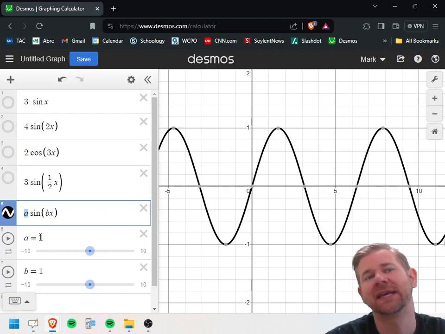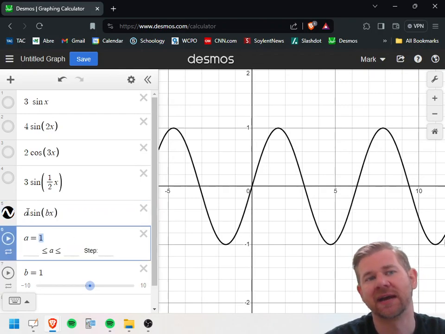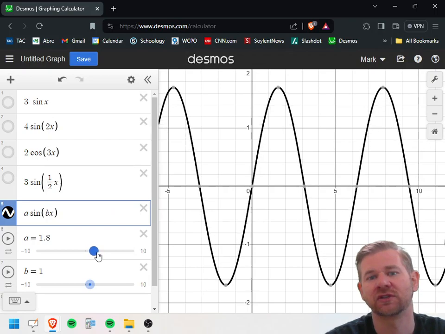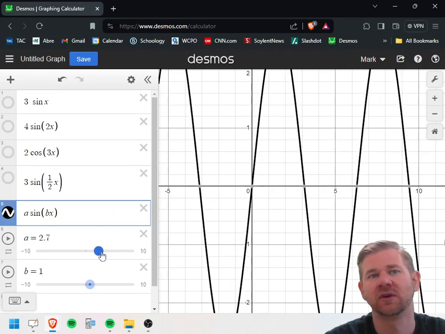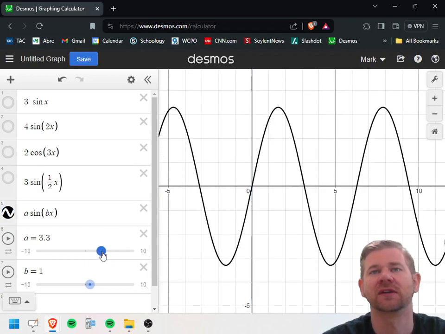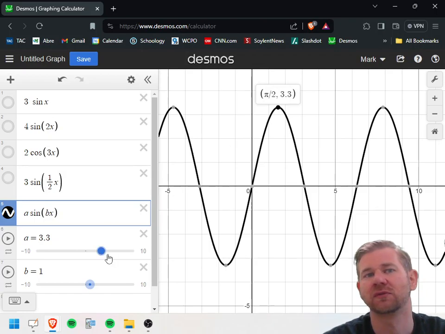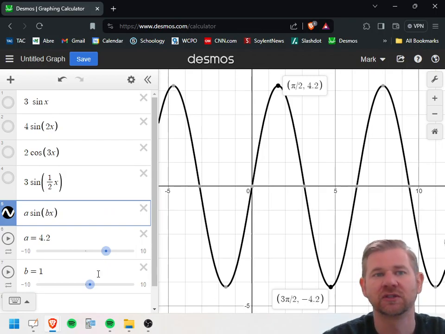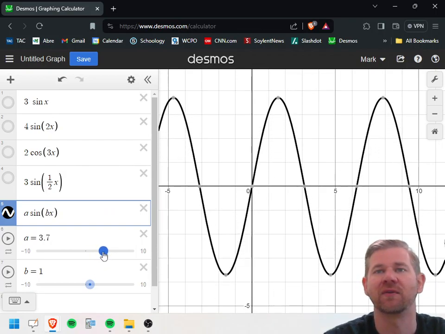Watch what happens when I make this a value bigger than 1. Right now it's 1. I'm going to change the slider so it gets bigger than 1. See how it stretches it out vertically? So if you make it bigger than 1, it stretches it out vertically, and if I say like 3.3, what's happening is the biggest y value is 3.3. 4.2. The biggest y value is 4.2. Same thing out here, negative 4.2. So the amplitude stretches it out vertically.